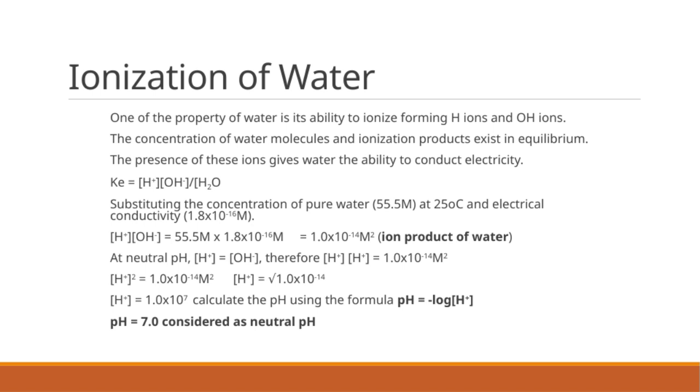From there, calculating pH is straightforward. It's just the negative log of the hydrogen ion concentration. So pH equals 7, which is considered neutral. This ionization process is fundamental because it explains how water can act as a medium for various chemical reactions and electrical conductivity, tying into the broader theme of water's chemical behavior and its importance in biological and chemical systems.